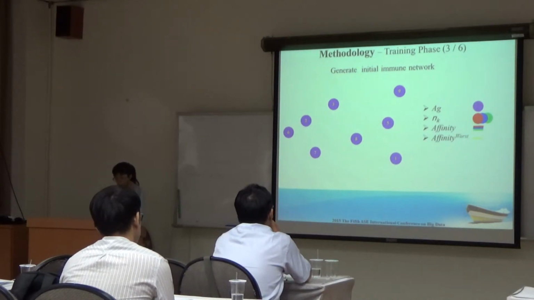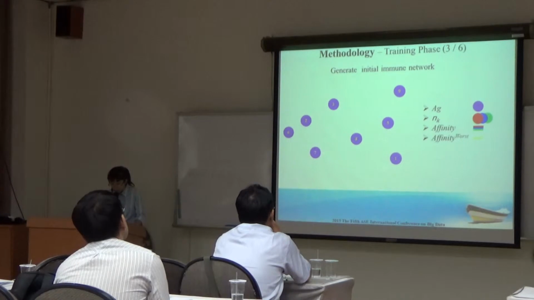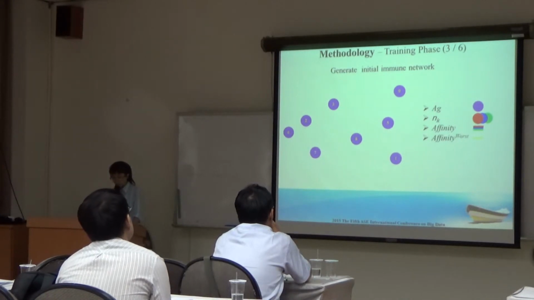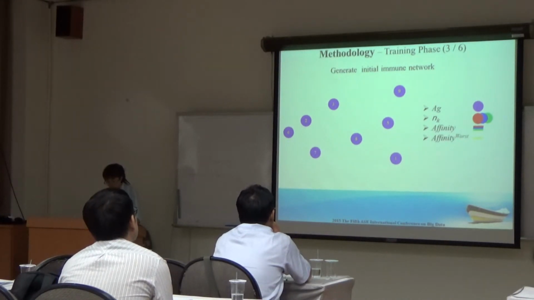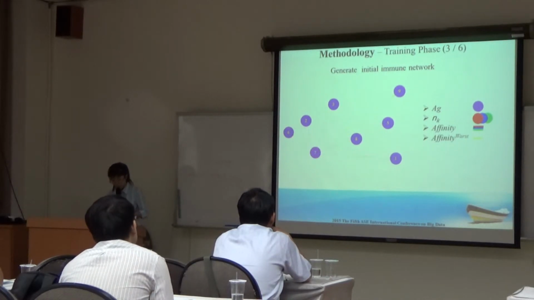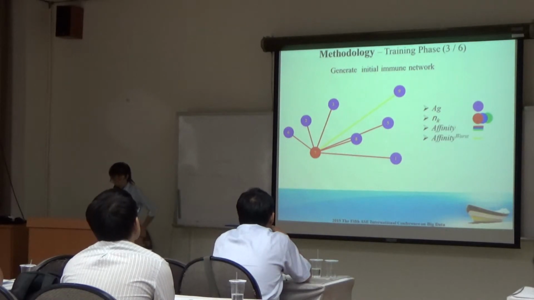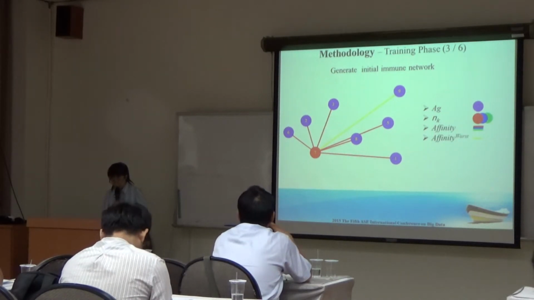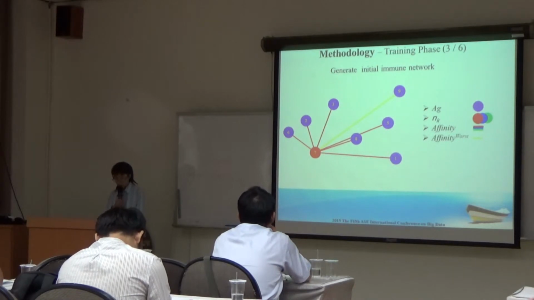In order to generate the initial immune networks, we must produce the initial networks. For example, we set 3 initial immune networks, and there are 9 purple points as the integers. First, we randomly select a point. Point 7 is the first initial immune network.